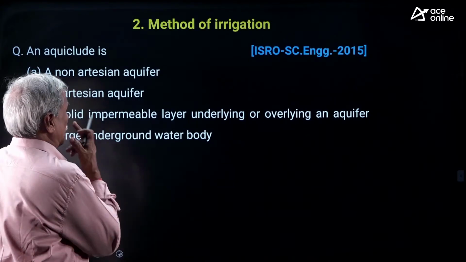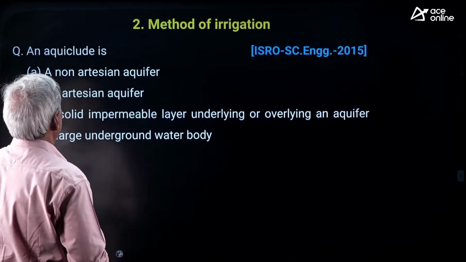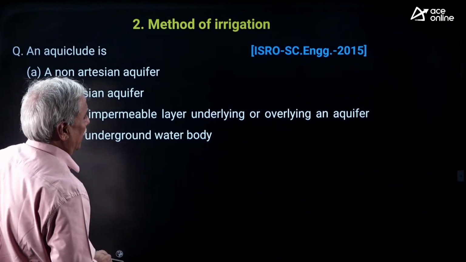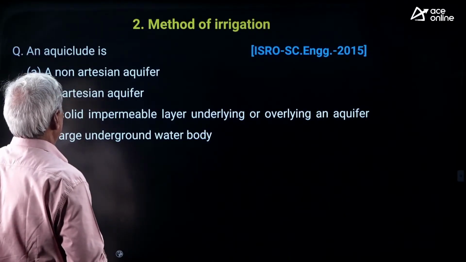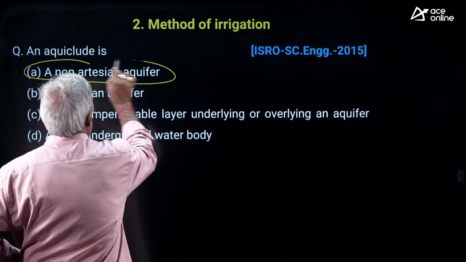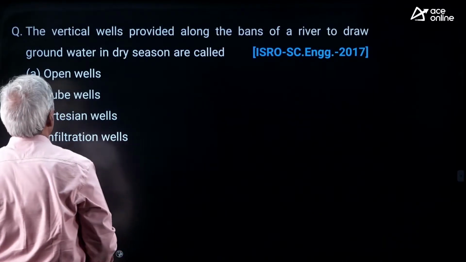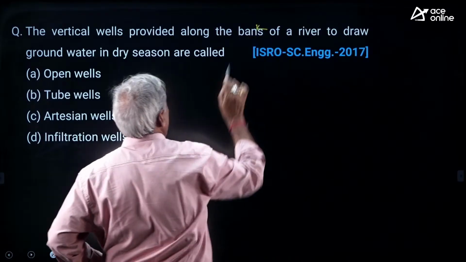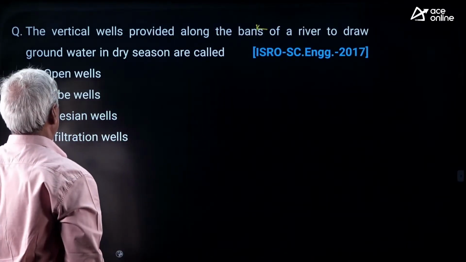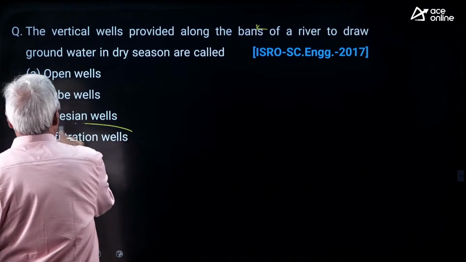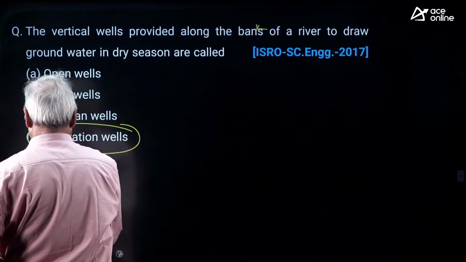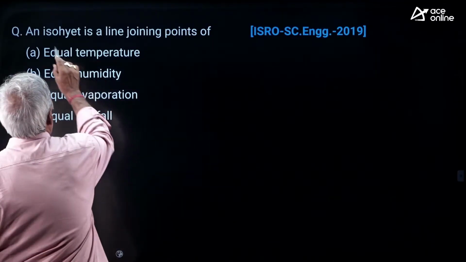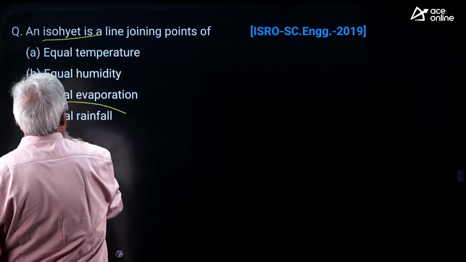Aquiclude is dash, actually a question from hydrology. Aquiclude, it will store the water, it will not give the water. A solid impermeable layer underlying or overlying an aquifer, artesian aquifer, it is a non-artesian aquifer. The vertical wells provided along the banks of the river to draw groundwater in dry season is called infiltration wells. And isohyet is the line joining the points of dash. Isohyet, equal depth of rainfall.